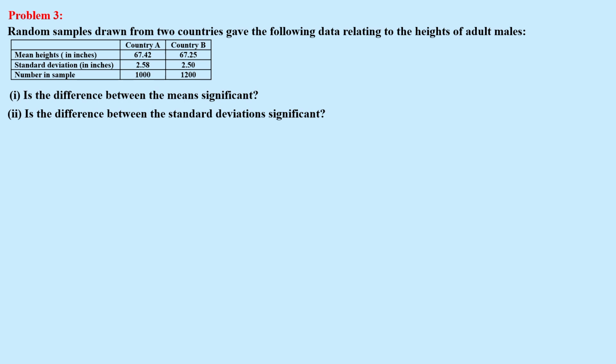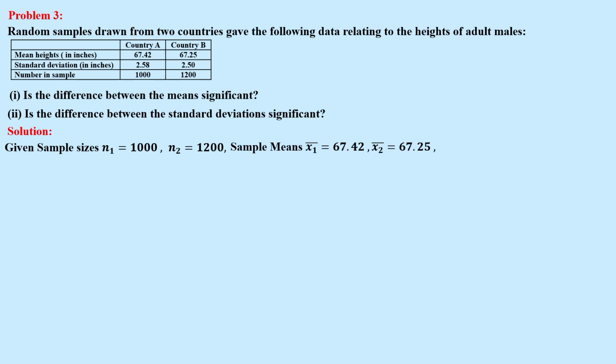One is the difference between means, right? You have to use the difference between means test. Second one, the difference between standard deviations test. 2 tests, right? Given sample sizes n1 equal to 1000, n2 equal to 1200. Sample means and everything is in the given table. x1 bar 67.42, x2 bar 67.25. Standard deviation s1 is equal to 2.58, s2 is equal to 2.50.